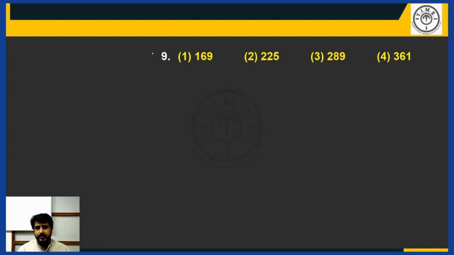169, 225, 289, 361. Are you able to recognize these numbers? Perfect squares. 169 is 13 square. 225 is 15 square. 289 is 17 square. 361 is 19 square. Simple logic, right? 13, 17, 19 are prime numbers. So prime number squares. Whereas 15 is a composite number. So which is the odd man out? Second option. Except 225, the remaining are all squares of prime numbers. Okay. Now move to the next question.